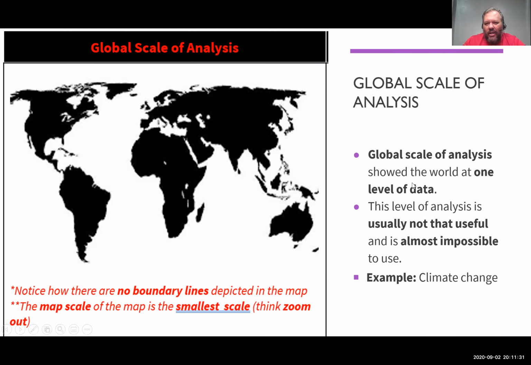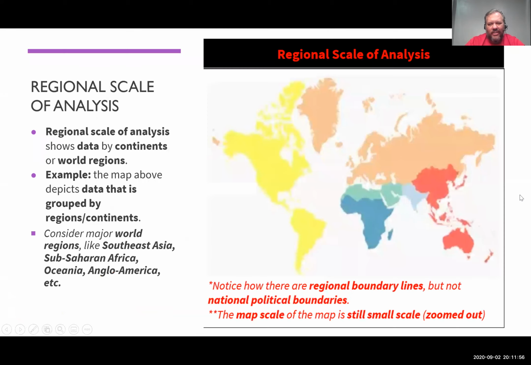All right. So a global scale of analysis shows the world at one level of data. The only thing that would be a good example of this is climate data. If you can look at the world as a whole and say, okay, what is happening globally to the climate? That would be about it when we talk about a global scale of analysis. So really, you probably won't see the global scale as a question anywhere. But that is the biggest.